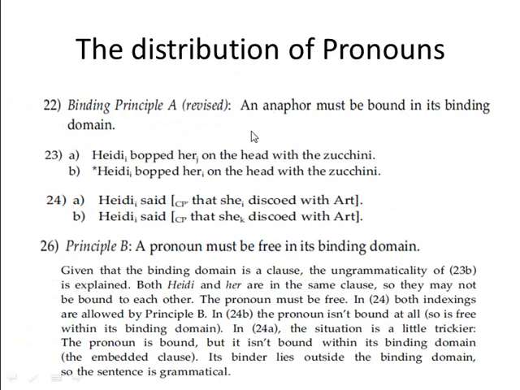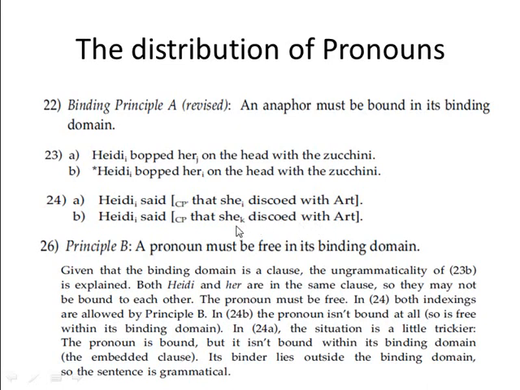An anaphor must be bound in its binding domain, while a pronoun must be free in its binding domain. Here the pronoun is free, it does not have to refer to something within one domain or one clause. For example, "Heidi popped her on the head with zucchini": her is a pronoun, and here it says i, j is correct, because a pronoun is free. Then "Heidi popped her on the head" with the same index is wrong. Why? Because if it refers to herself, it must use an anaphor. Next example: "Heidi said that she discussed with Art". Here we see she refers to Heidi, in a different clause. Here it says this is allowed. Then "Heidi said that she" refers to other people.